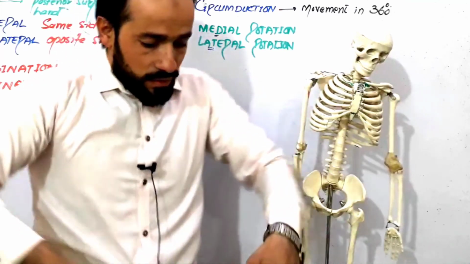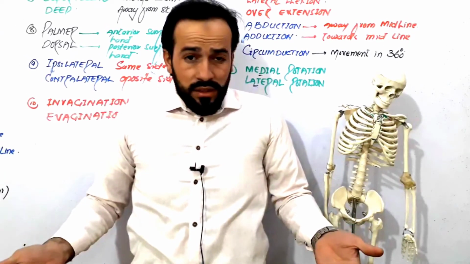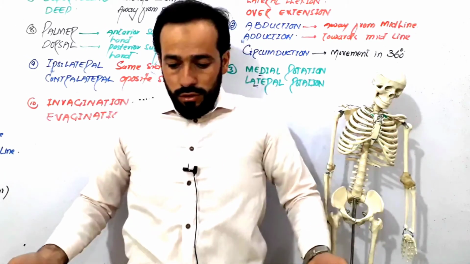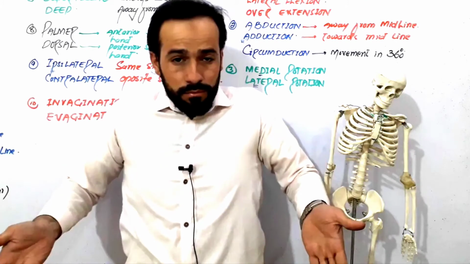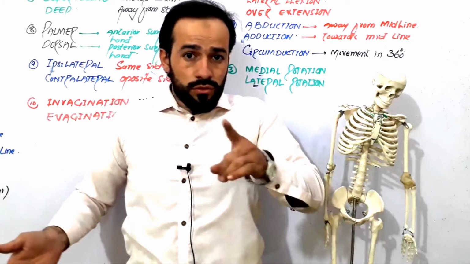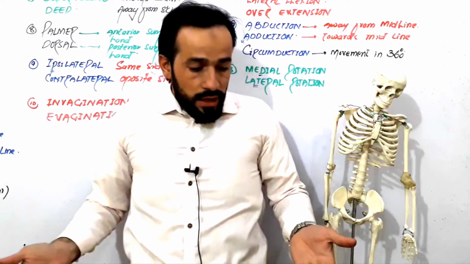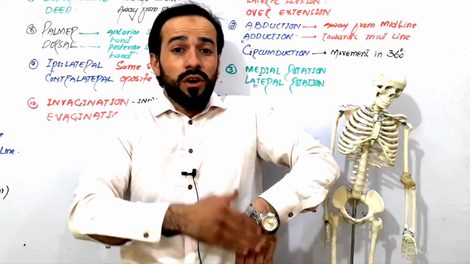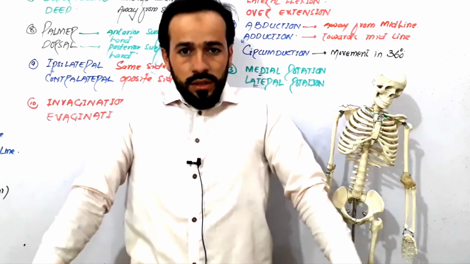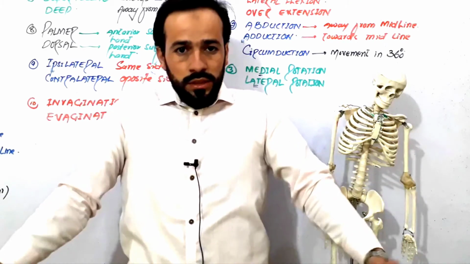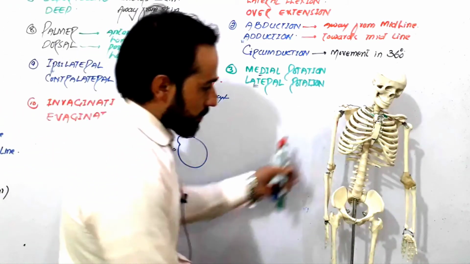Now if I am standing in front of you like this, I am standing in anatomical position, so when I bring my thumbs towards the midline, this is called medial rotation. And when I am taking back my thumb away from midline, this is called lateral rotation. So during lateral rotation, you are showing the palmar surface of your hand, and during medial rotation, you are showing the dorsal surface of your hand, right? So when you are standing like this, medial rotation, lateral rotation, medial rotation, lateral rotation, right? So medial rotation means rotation towards the midline.